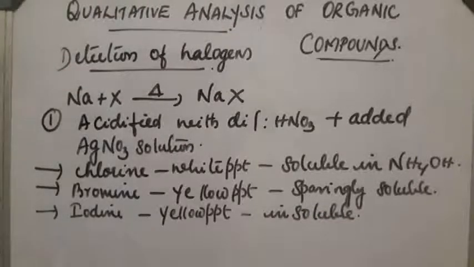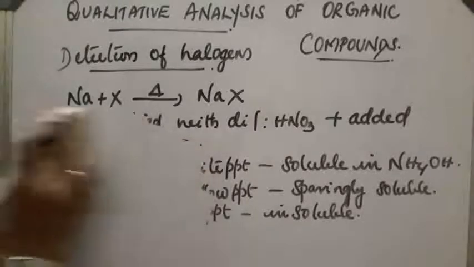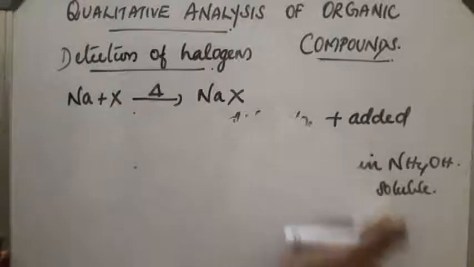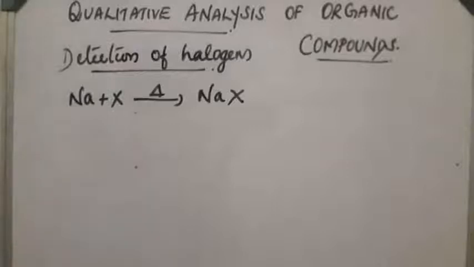But if nitrogen and sulfur are present, cyanide ions and sulfide ions will be produced in the extract, and that will interfere with the halogen test. While adding silver nitrate solution, a black or white precipitate will be obtained, which will interfere with the test for halogens. So first we have to remove them.